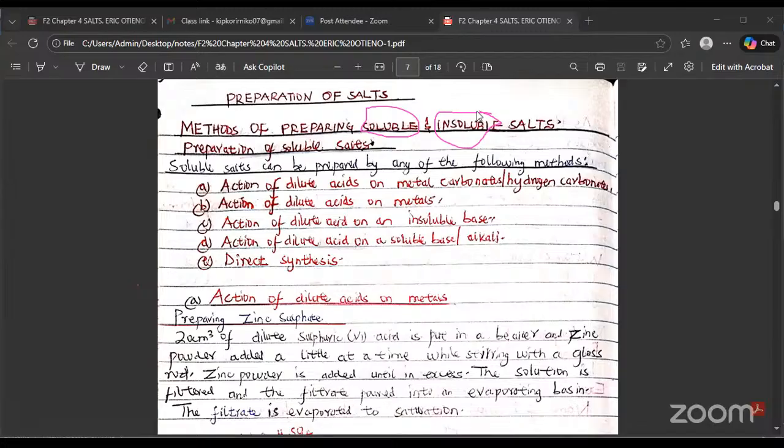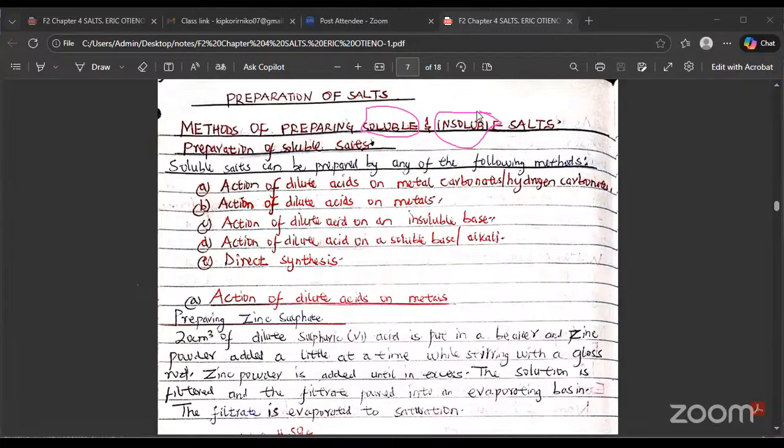Number B is action of dilute acids on metal. Now I'm just explaining it very fast because we'll do it actually as a subtopic. So there's no problem. This one again, you are mixing directly. I'm bringing HCl and then I bring sodium and then I mix them. It will form sodium salt, which is sodium chloride, and hydrogen gas.